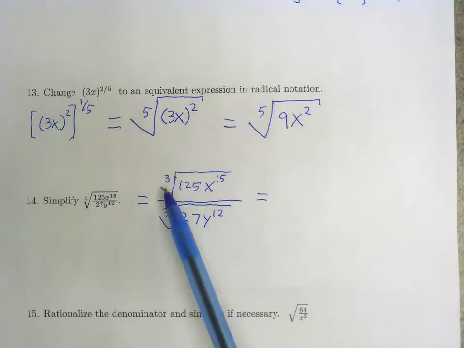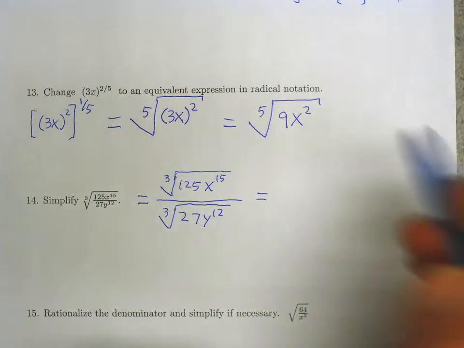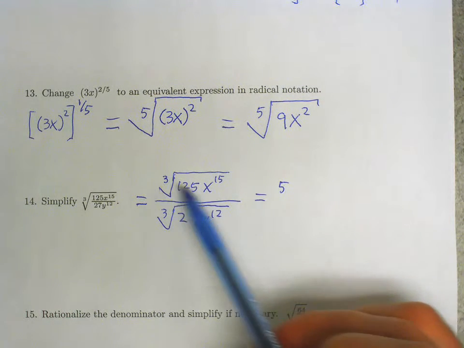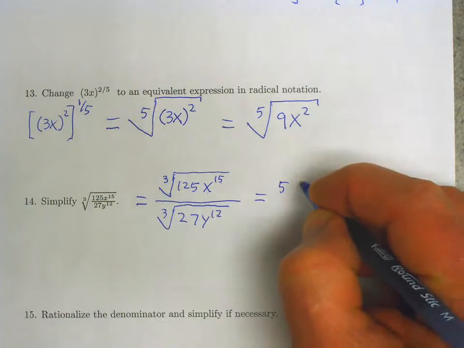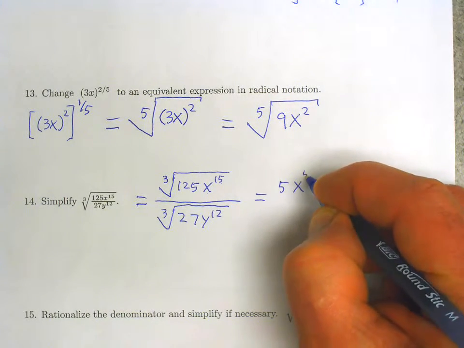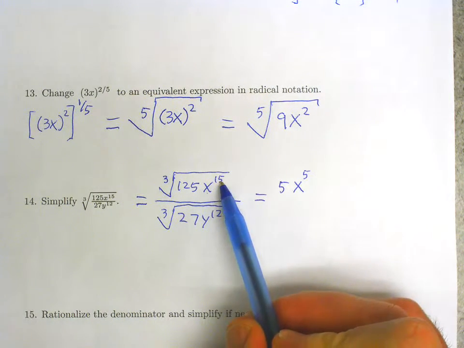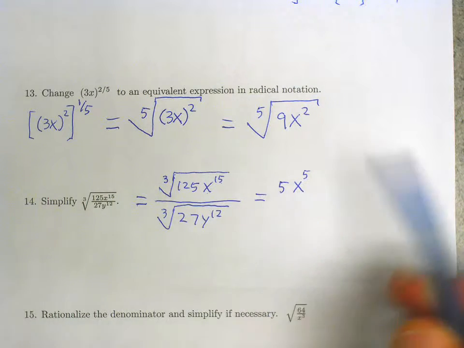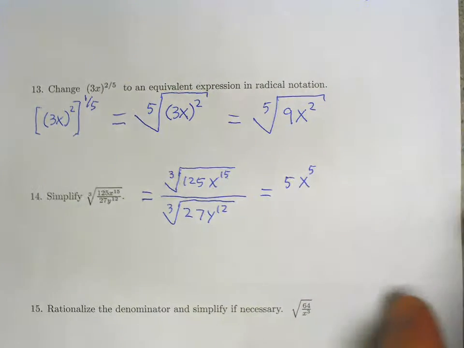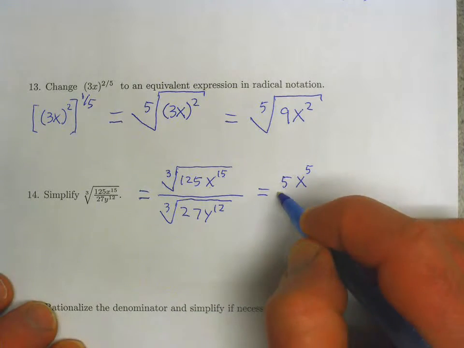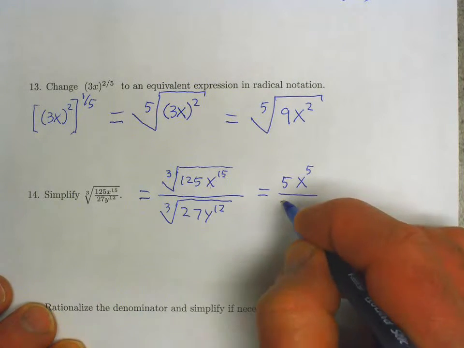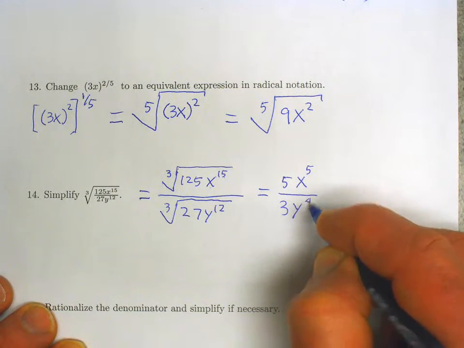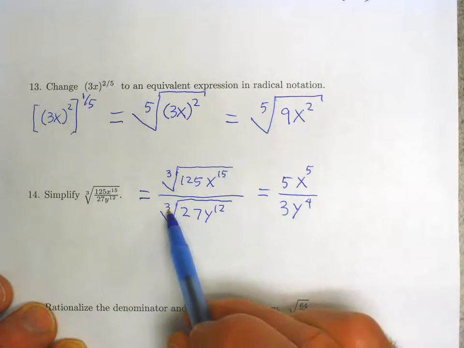And then in the numerator, the cube root of 125 is 5, because 5 cubed is 125. And the cube root of x to the 15th simplifies to x to the 5th, because the exponent 15 divided by the index 3 is 5. And then in the denominator, the cube root of 27 is 3. The cube root of y to the 12th is y to the 4th, because the exponent 12 divided by 3 is 4.